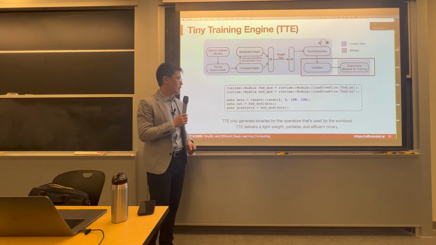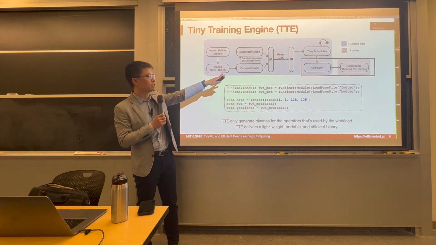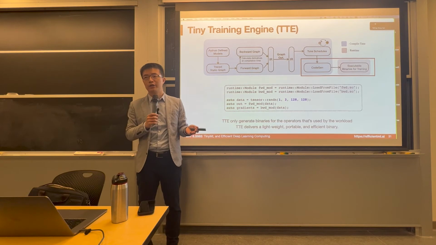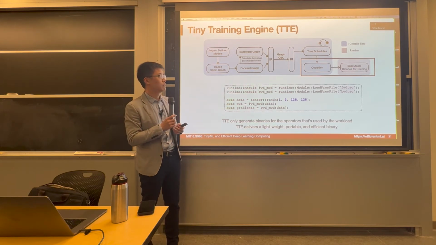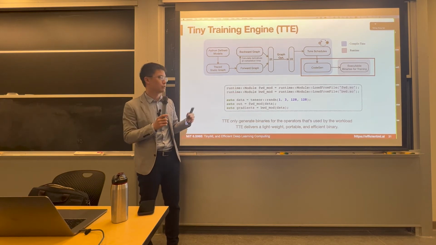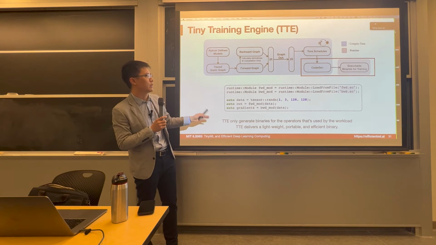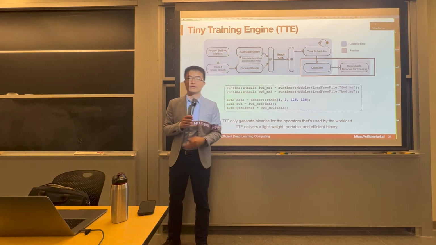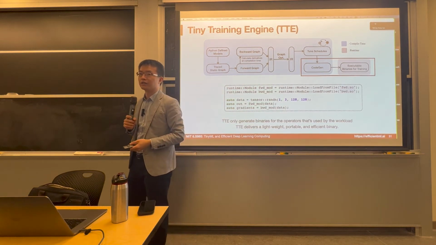Okay, finally, this is the last part. We can generate the binary by only compiling those operators that are used in the graph. For other operators, if you didn't use any 5x5 kernel, we don't have to compile them at all, right? So we can deliver a very lightweight, portable, and efficient binary.